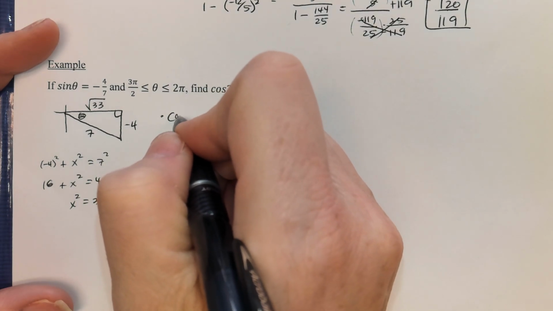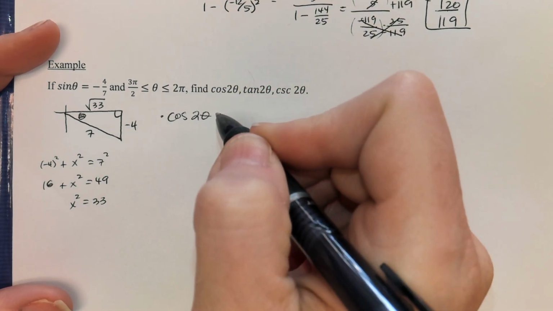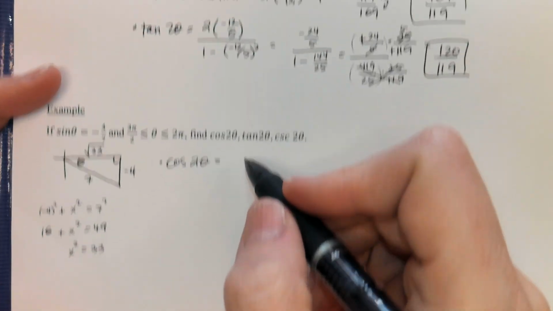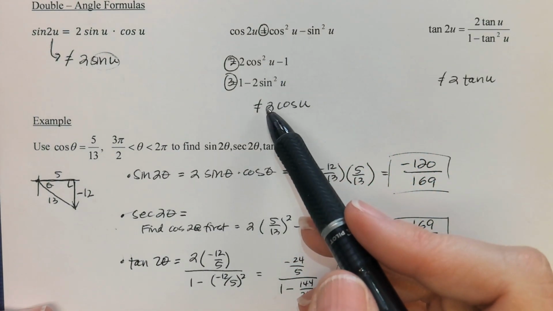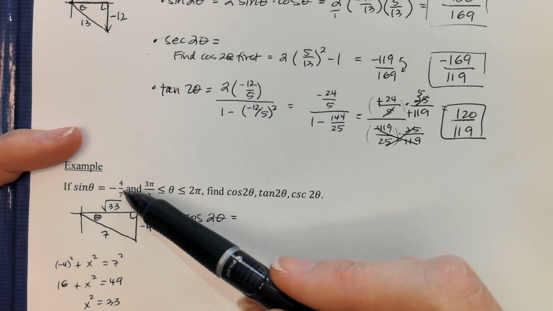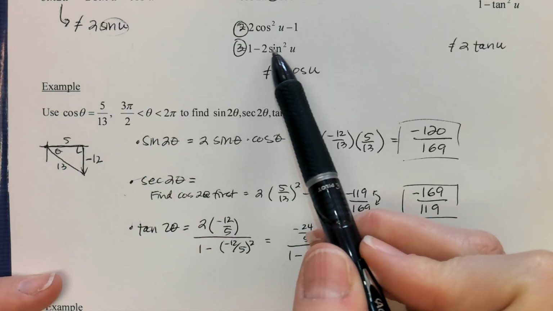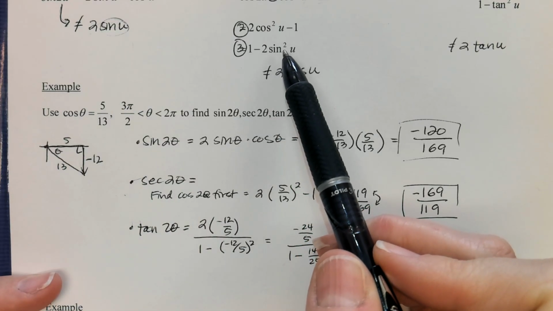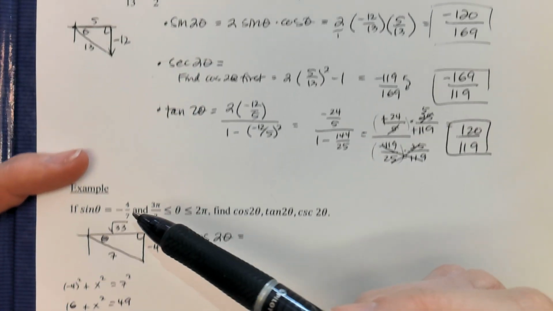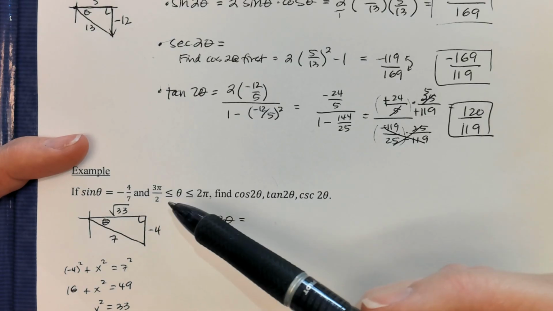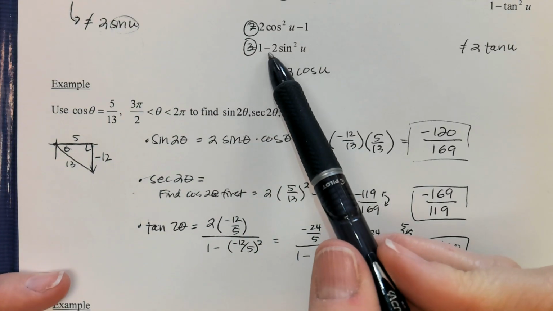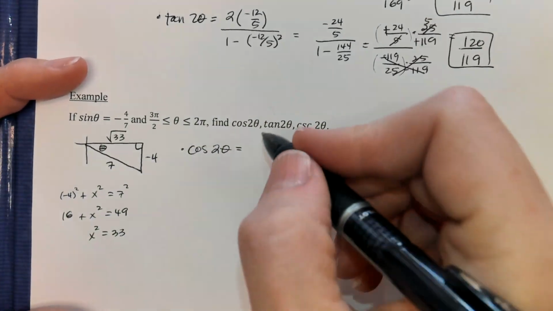First one they want me to find is cosine of 2 theta. So the cosine formula, you can choose any one of these. In this problem, you got the sine value, so I would use the formula that has the sine. That way, if there is a mistake in your math, like if you don't trust the square root of 33, then let's not use it. So let's just do 1 minus 2 sine squared.